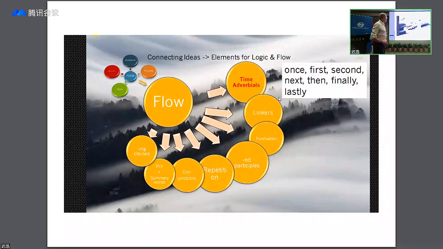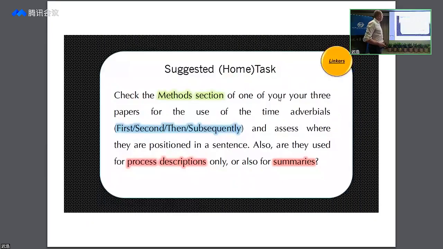So let's have a look at another thing, time adverbials. Time adverbials are something like once, first, second, next, then, finally, lastly. This is something that you should definitely use in a method section. And please have a look, this is homework you can do by yourself. Please have a look where you find these time adverbials used. Do they appear at the beginning of a sentence, or do they appear in a different place? And you will see that first, second is always at the beginning.